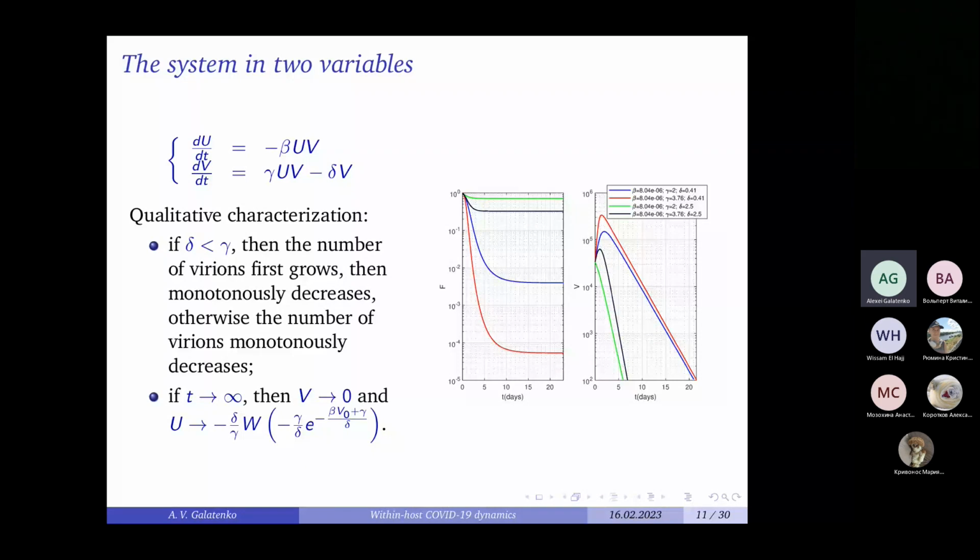Here is the illustration of this behavior. The number of uninfected cells first drops and then goes to an asymptotic value. And if production rate is greater than death rate, we first get worse and then get better. And if production rate is less than virus death rate, if our immune system is very strong, then we just get better. We just clean the viral load and that's it.